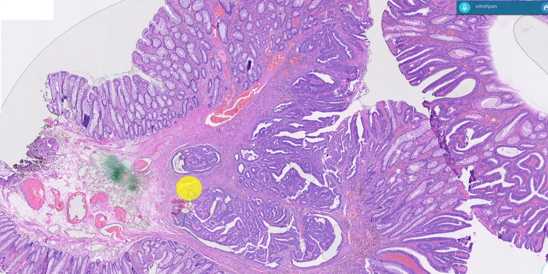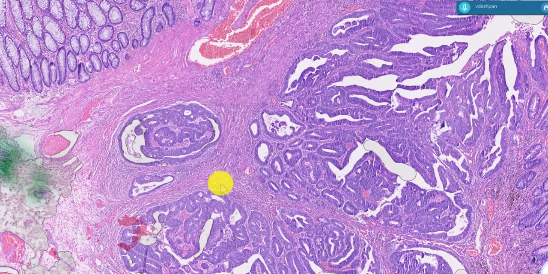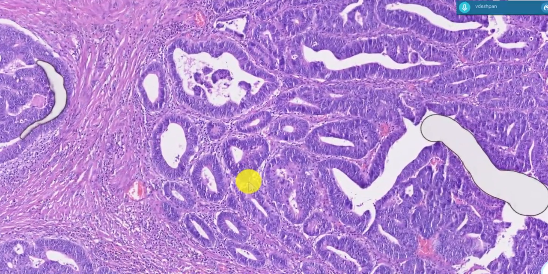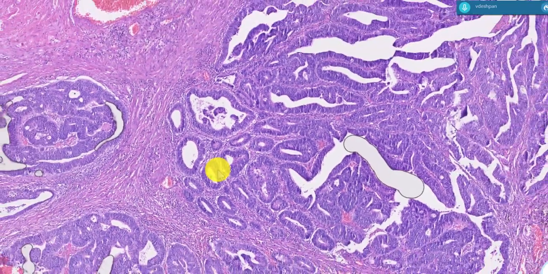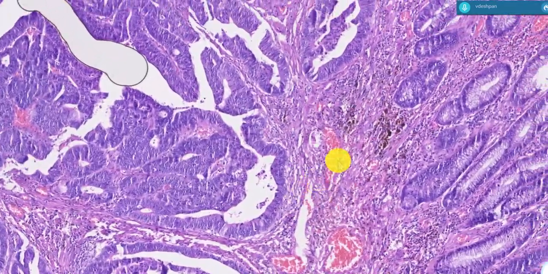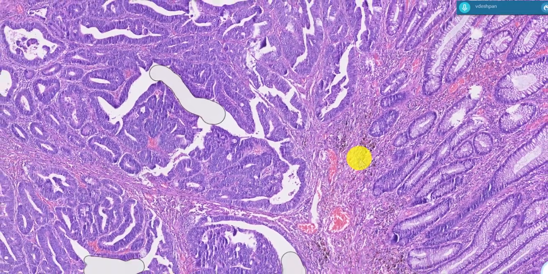The other thing that's helpful on low power is that instead of the irregular glands that you would see in invasive adenocarcinoma, this appears very well circumscribed, with round to oval profiles. Budding invasion is sometimes seen, but it's very uncommon. It's accompanied by lamina propria, which is a helpful feature. There's also a lot of hemosiderin deposition here, and that's another feature of misplaced epithelium.